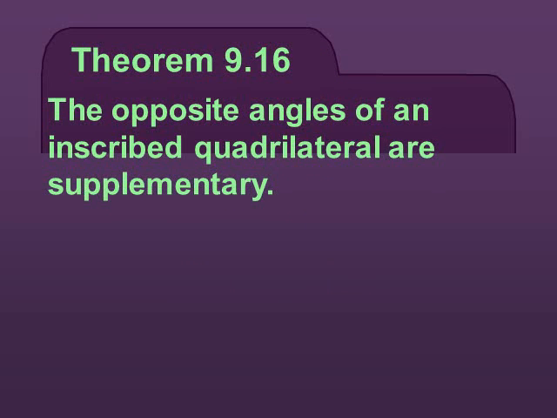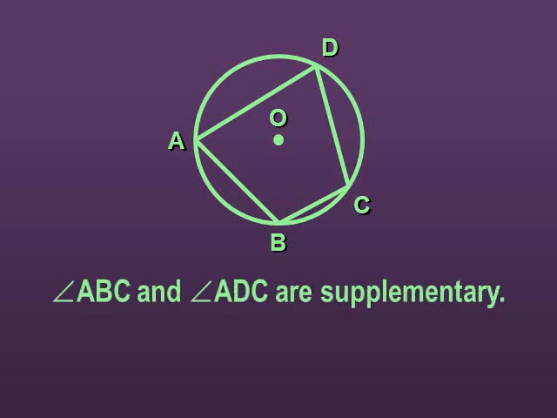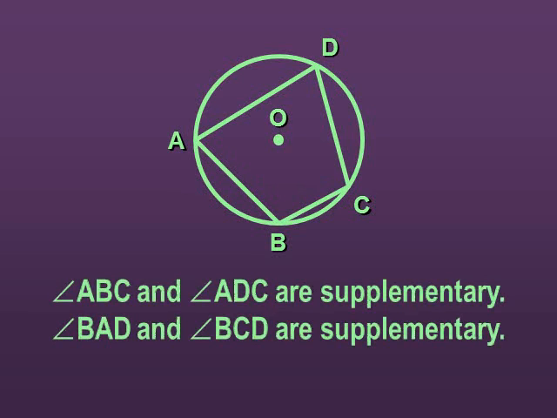The opposite angles of an inscribed quadrilateral are supplementary. So here I have an inscribed quadrilateral, and the opposite angles, so that would be angle B and angle D, those opposite angles are supplementary. So that means angle B and angle D add up to 180. And angle A and angle C add up to 180.